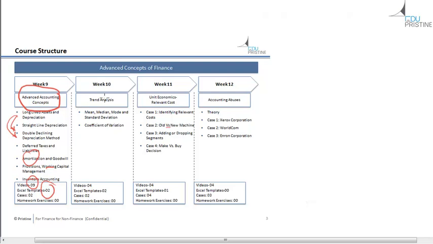Again, in week 10, we'll take a look at some advanced concepts like trend analysis, where we'll understand some of the mathematics applied in company valuation. For example, the mean, median, mode, standard deviation, and coefficient of variation.